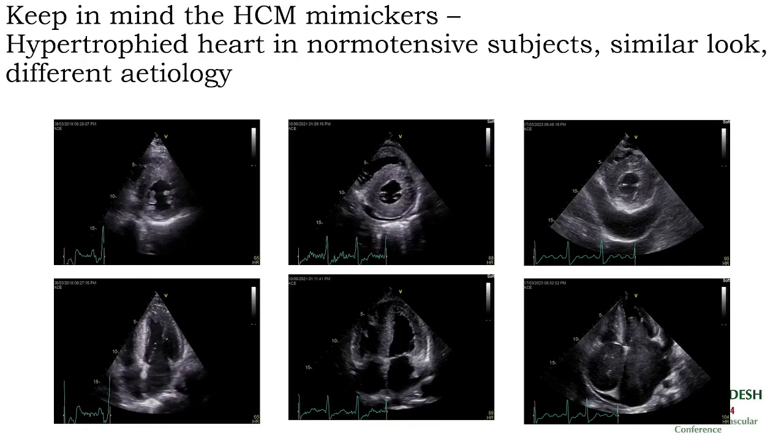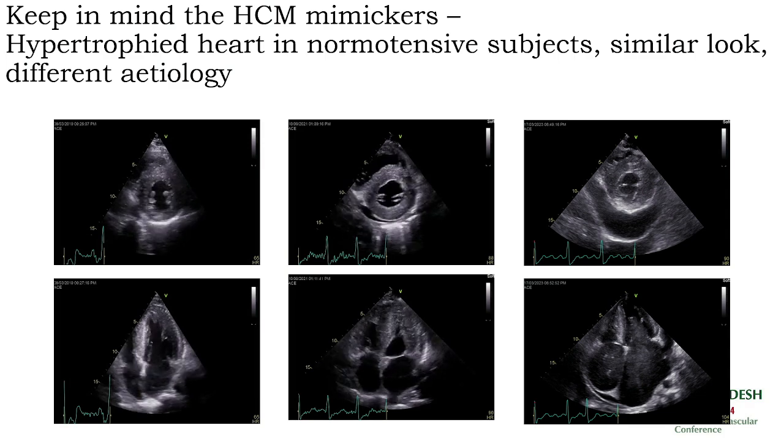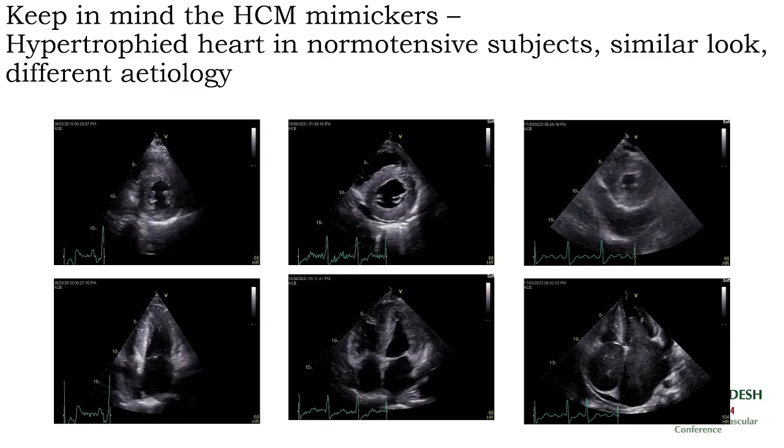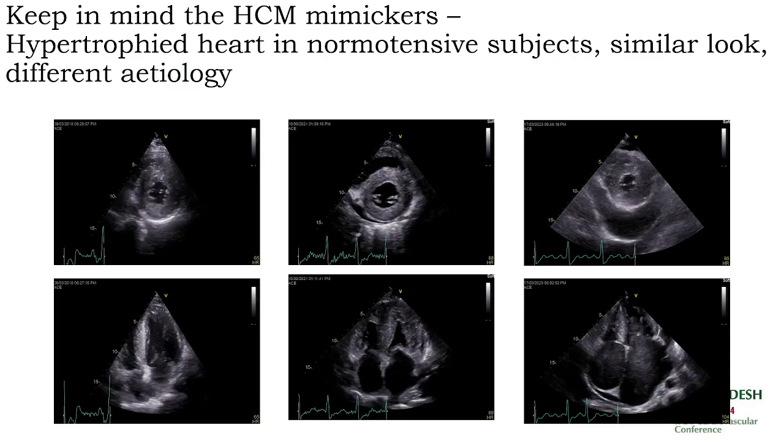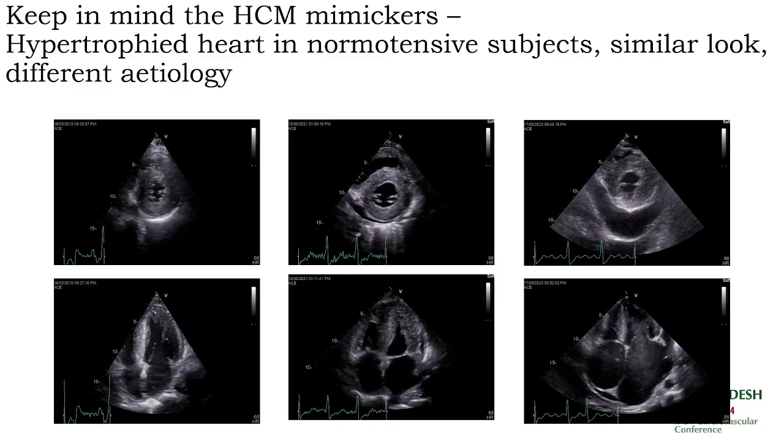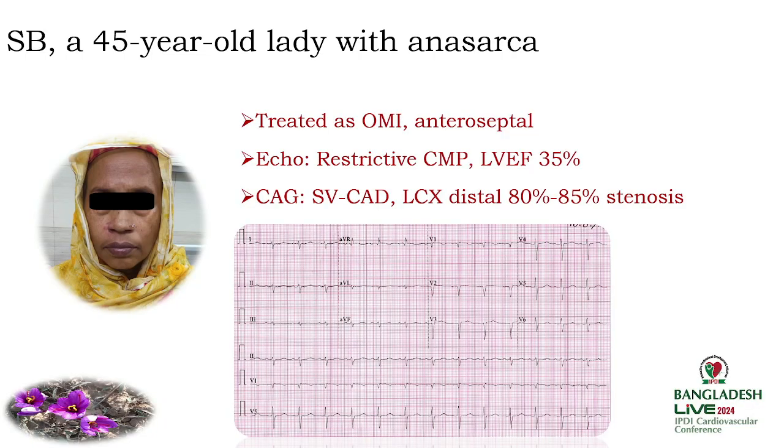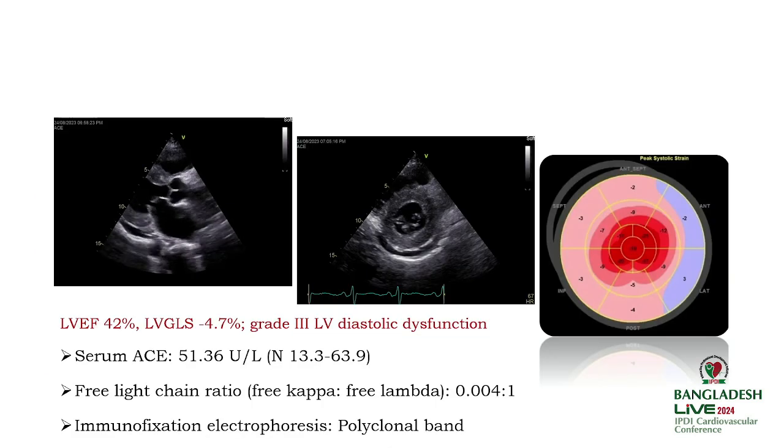We also have to consider the HCM mimickers because not all hypertrophic hearts in non-hypertensive subjects indicate hypertrophic cardiomyopathy. So we can go through this case of a 45-year-old lady who presented with anasarca, and the patient had single vessel disease. This was the ECG of the patient, and she was treated for long as a case of old myocardial infarction.